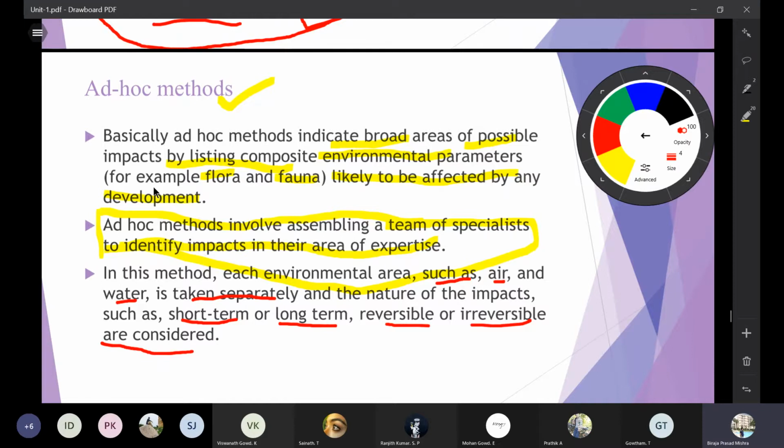So in this EIA, you have to only learn about the basics of those methods. We are not going deep inside it. Okay, we only need to know what that method is. When you go to the field, you will come to know in detail about this ad hoc method. Okay, so this slide explains the basics of the ad hoc method that is being used by the environmentalist to do the impact analysis for a certain developmental activity.